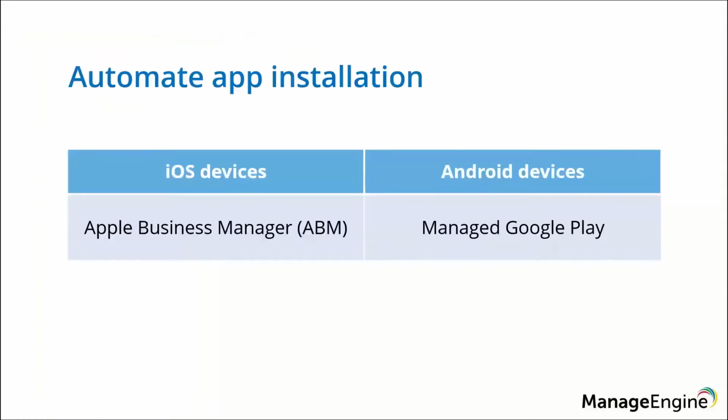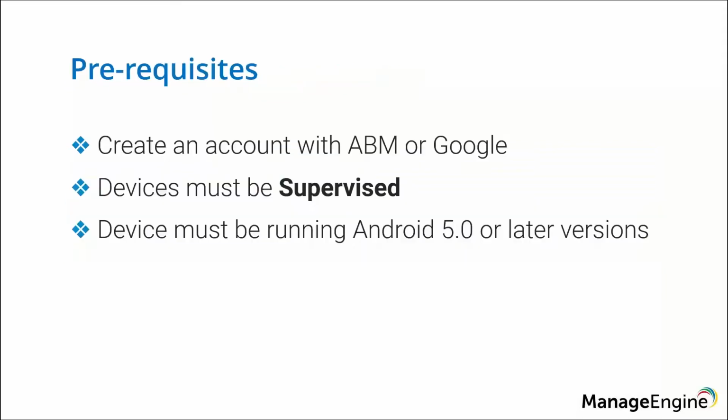So that's why we support the silent app deployment method. We call it the automated app deployment process. For Apple devices, we have Apple Business Manager, and for Android, we have Managed Google Play Services, using which you can silently deploy. This will use a corporate Apple account or a corporate Gmail or G Suite account, using which the apps can be silently deployed to all the devices.